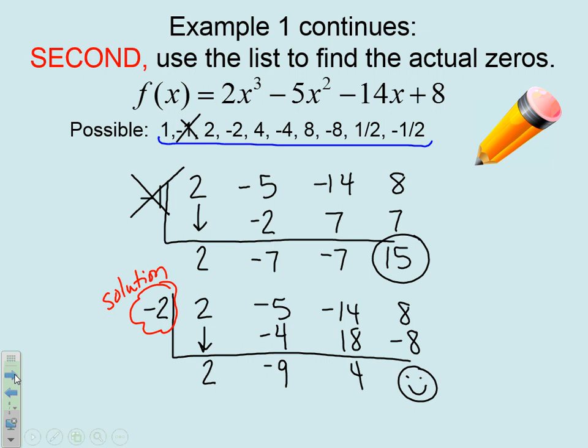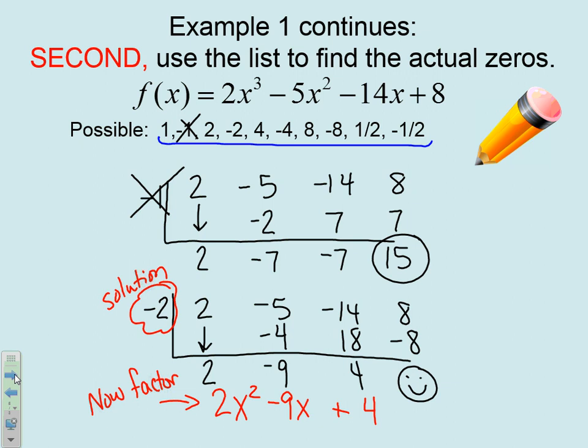Because when we divided that out, if 0 is my remainder, what was left here is a constant 4, this is negative 9x, oops, I'm going to put a negative in front of that, and this is 2x squared. By dividing out that solution, I left myself with this answer, or this quotient, and now I can factor that to find the other two solutions to this polynomial, so I don't have to keep guessing through my list.